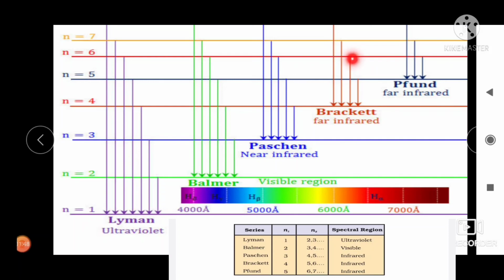And for Pfund series, n1 equal 5 and n2 equal 6, 7. The electronic transition is from n equal 7, 6 high energy level to lower n equal 5 level.